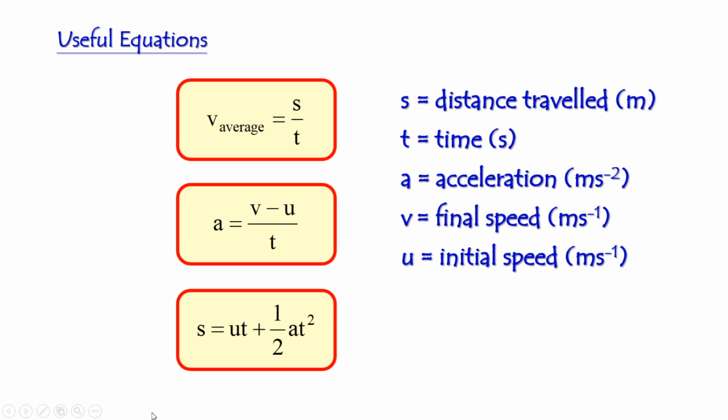And the last one is about the distance traveled. The distance traveled can be found by using this formula. So you see that if you want to find the distance traveled by an object, then you need to use the third equation. If you need to calculate the acceleration, then you may need to use the second equation.